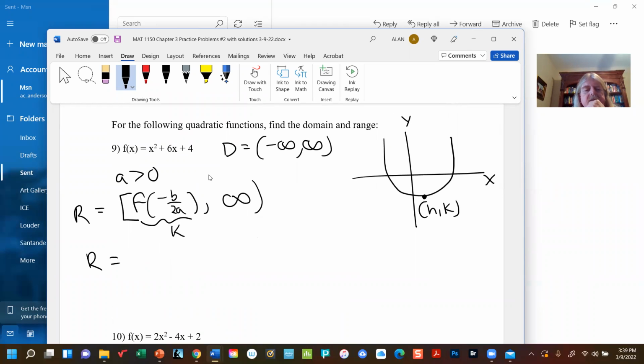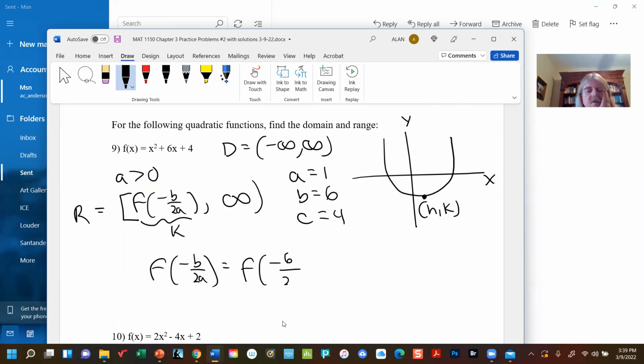So in this case, actually, let's figure out f of -b/2a. Oh, and also while we're at it, we might as well identify the fact that a is 1, b is 6, and c is 4. All right, so f of -b/2a is the same as f of -6/2 times 1, or f of -3.